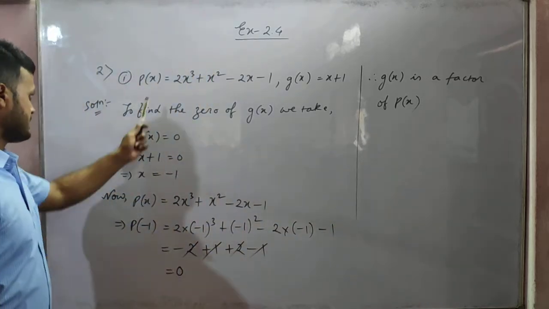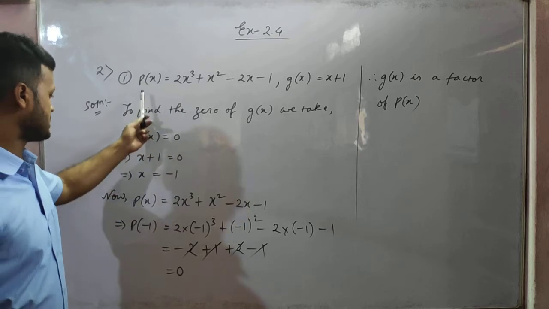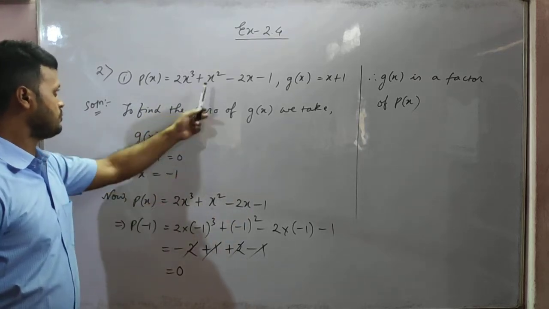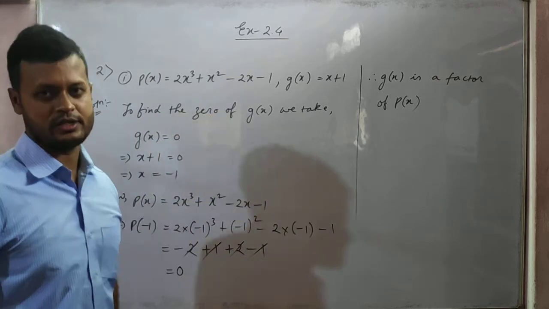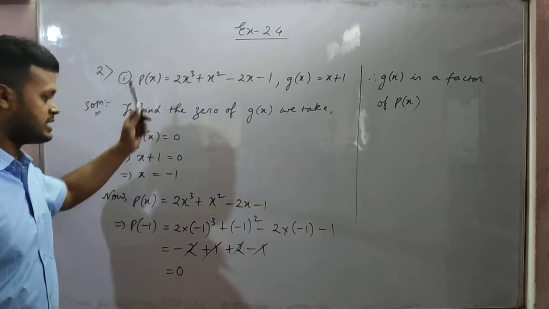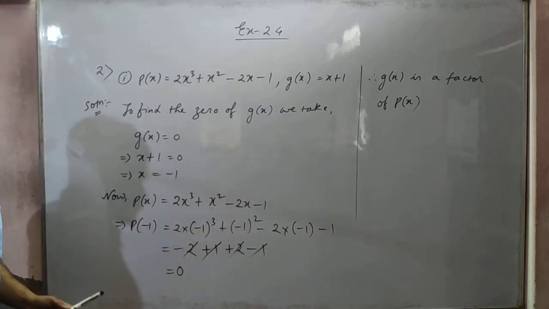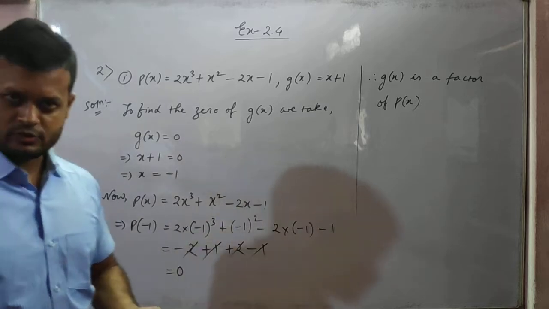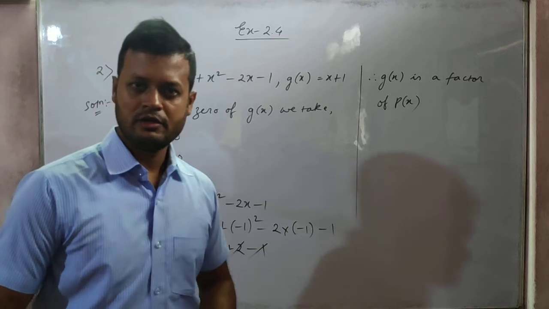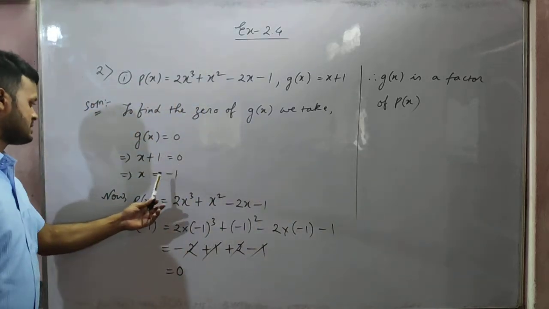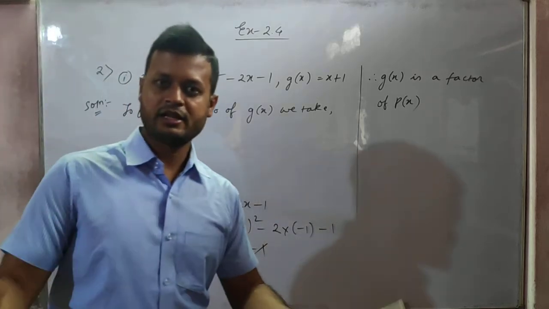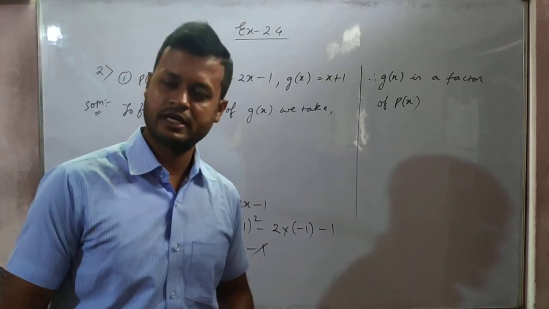Now p(x) is given to us. p(x) is equal to 2x cube plus x square minus 2x minus 1, isn't it? Now what we will do is we will just put the zero of g(x) in place of x. That is what our factor theorem says, isn't it? If on putting the zero of this g(x) in p(x) we find the remainder equal to 0, then g(x) will be a factor of p(x).